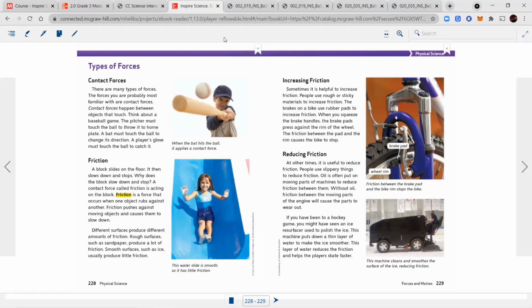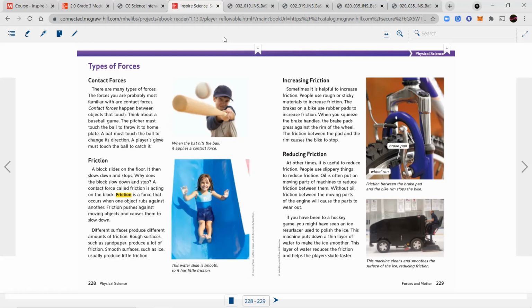If you have been to a hockey game, you might have seen an ice resurfacer used to polish the ice. This machine puts down a thin layer of water to make the ice smoother. This layer of water reduces the friction and helps the players skate faster. The machine cleans and smooths the surface of the ice, reducing the friction.